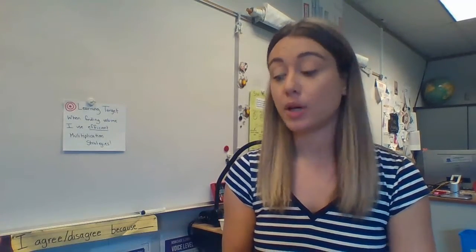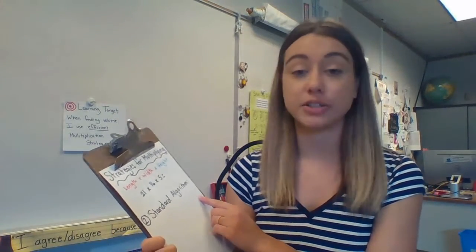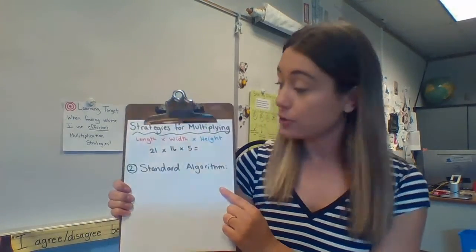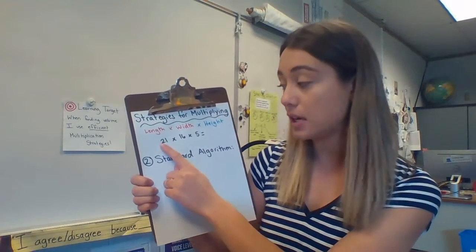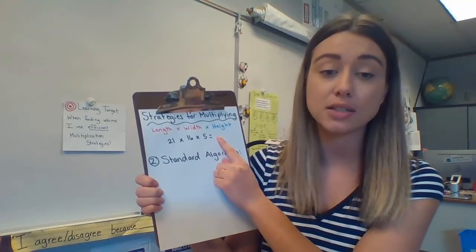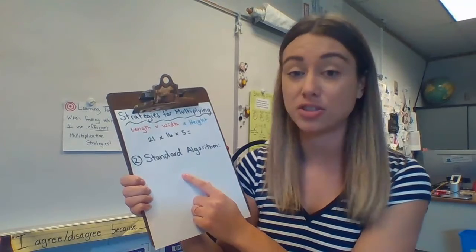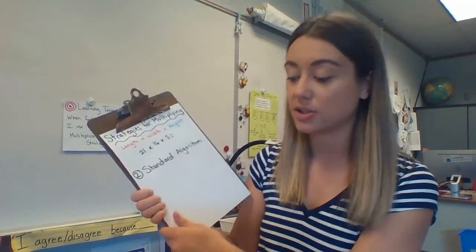So for our second strategy for multiplying when doing volume, we are going to do the standard algorithm. And this would be a strategy that your parents probably will know, or older sisters and brothers that can help you. So friends, we still have our length times our width times our height, and we use the same numbers as before, 21 times 16 times 5. So we do know the answer, but we still want to review the standard algorithm because this is a strategy that works every time when used correctly. So it is a very efficient strategy.